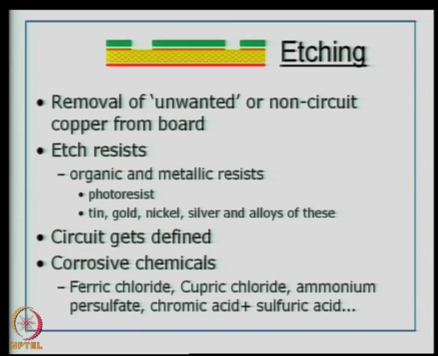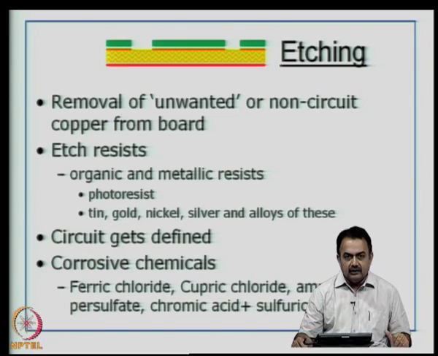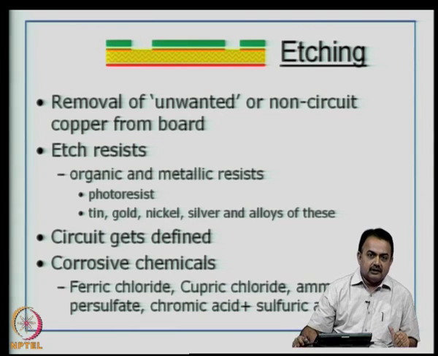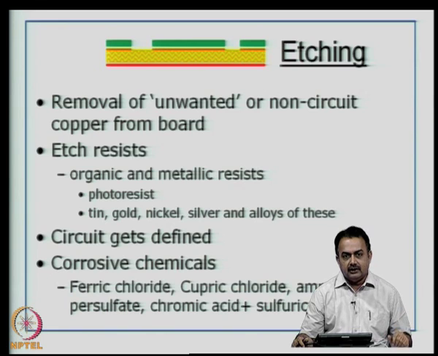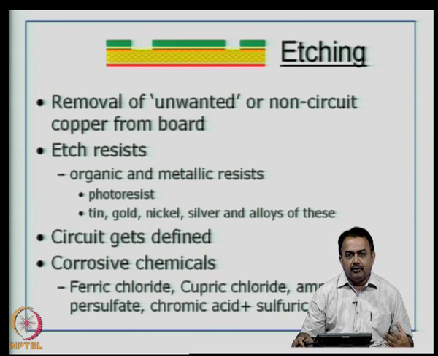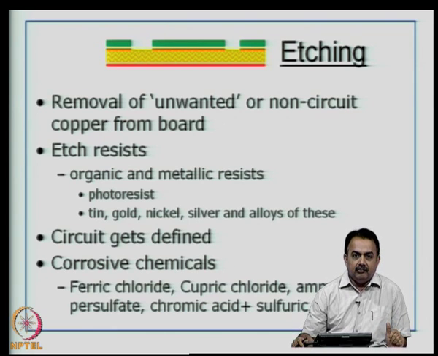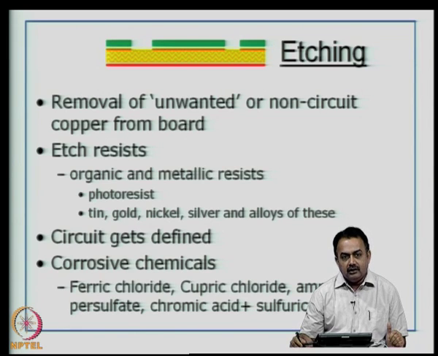a circuit is now established on the copper surface after the developing process is complete in the image transfer process. If you recollect, we have used dry film or a wet film photoresist, we have applied UV light, and then we have cured the board, we have developed the board, and now the board is ready for the etching process. Now, etching, as the term indicates, is the removal of unwanted or non-circuit copper areas from the board.